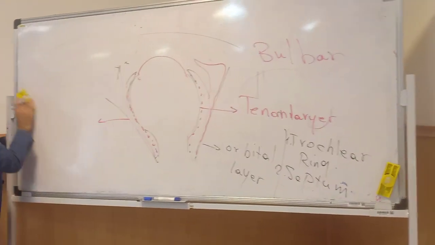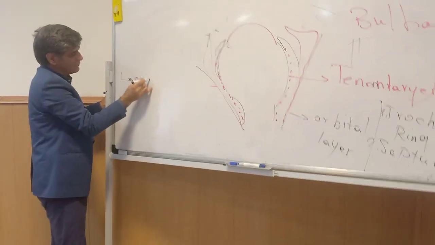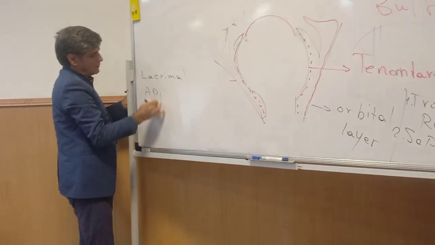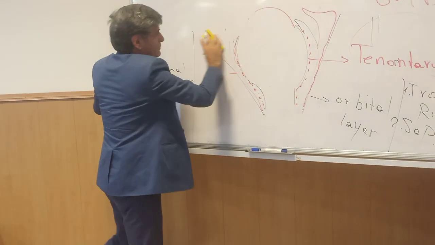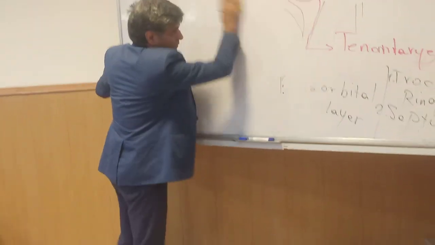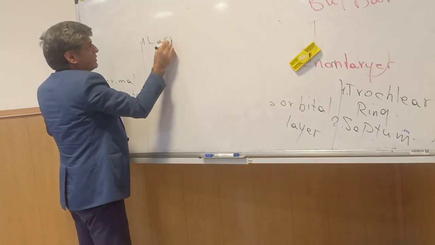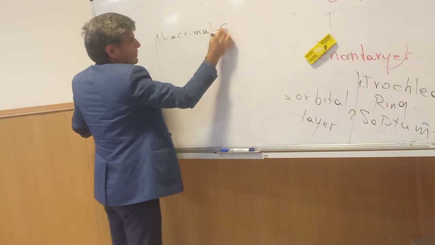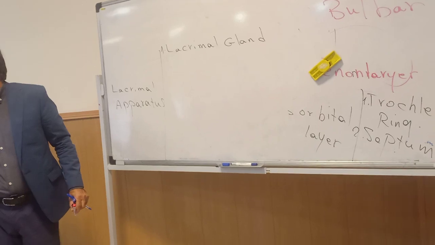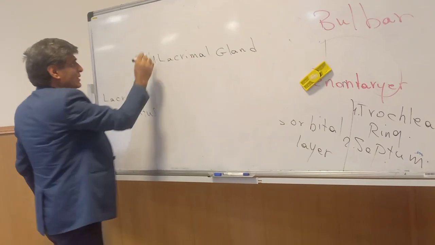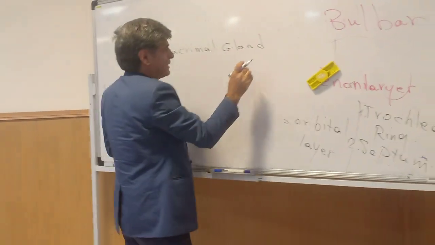The lacrimal apparatus contains several structures. Lacrimal gland. The lacrimal gland secretion is by the greater petrosal nerve. The secretion is of the lacrimal gland. Okay.